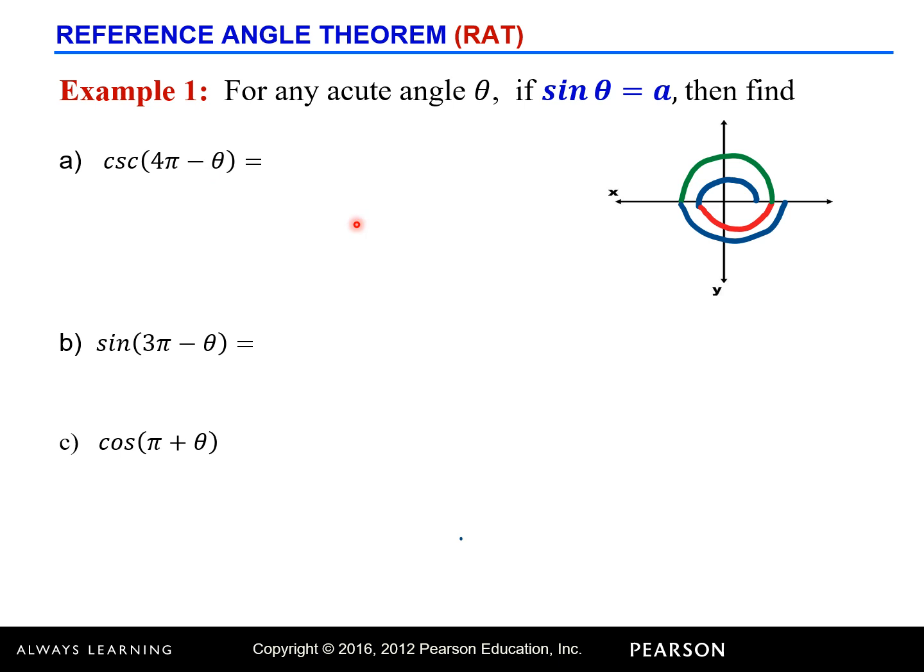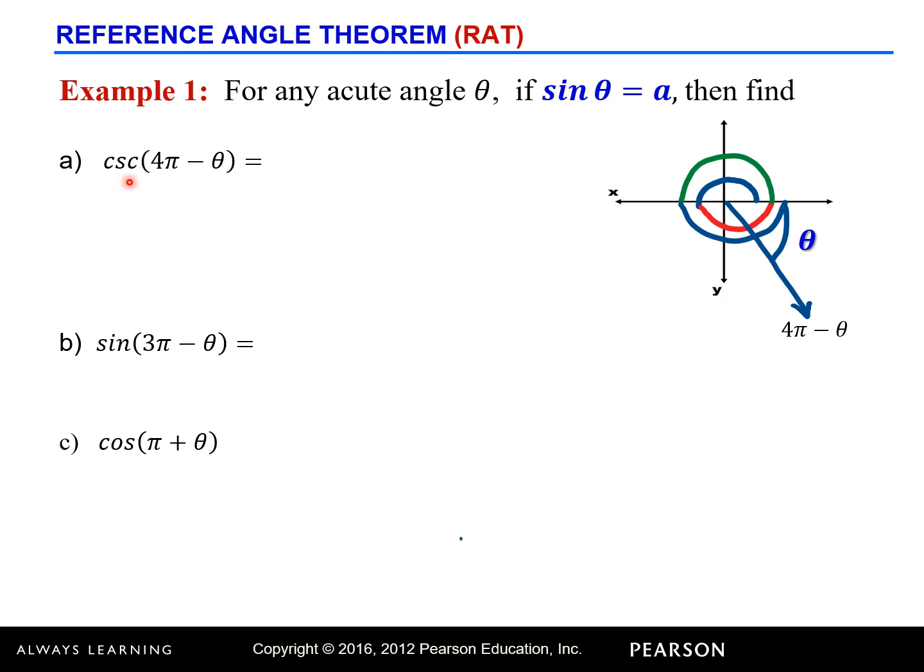Minus theta is a negative angle, so we have to reverse the direction or use the clockwise direction. So minus theta is this part. So this terminal side here is the 4 pi minus theta. And the acute angle formed by this x-axis to this terminal side is called theta. This is theta.